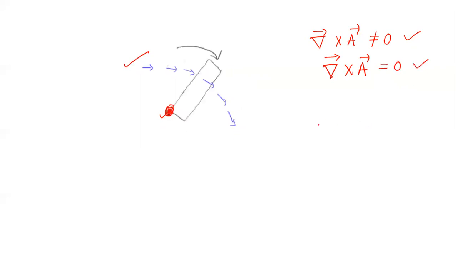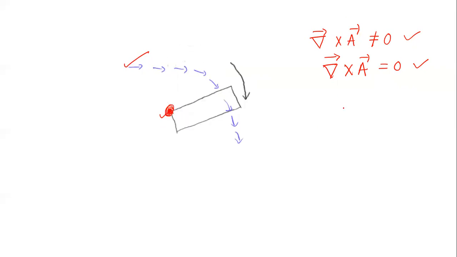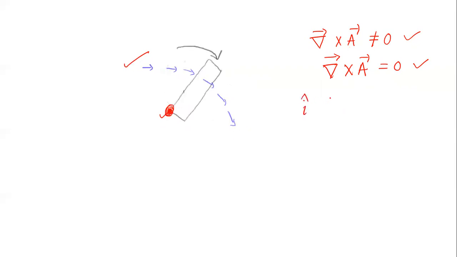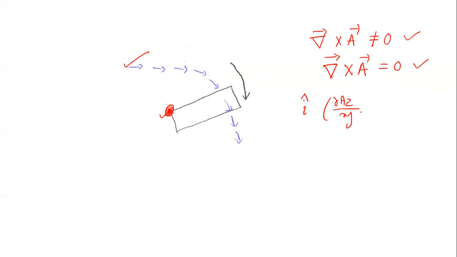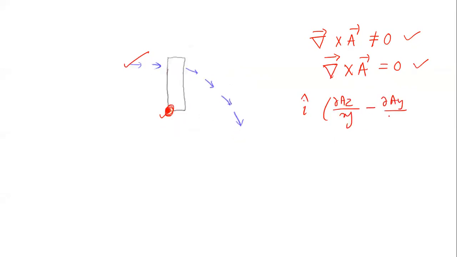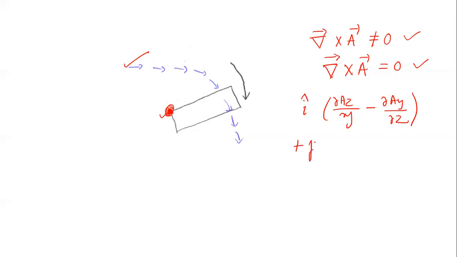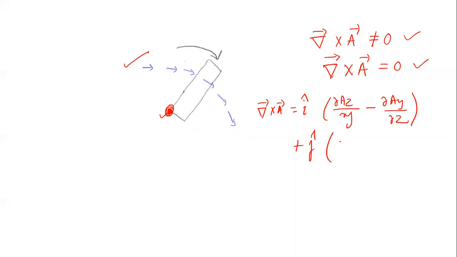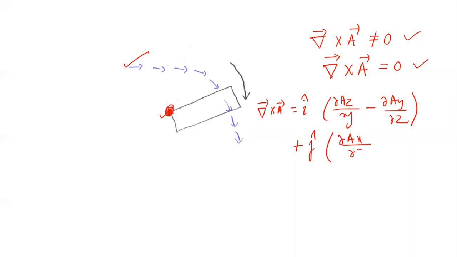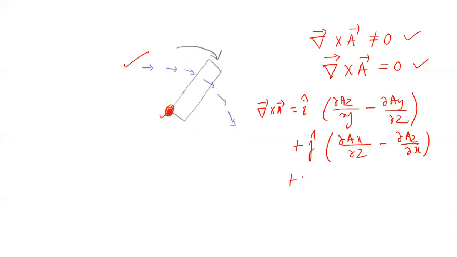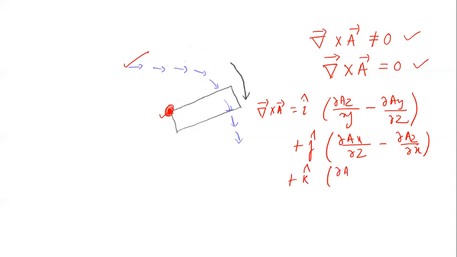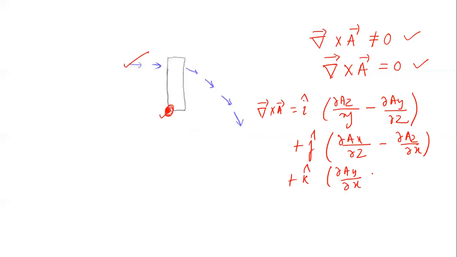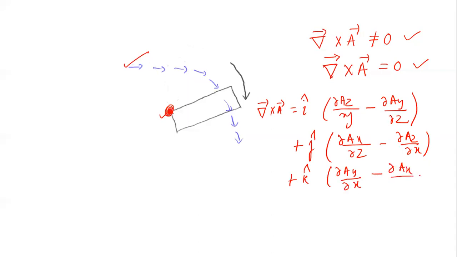Now, when will the curl exist? Mathematically we wrote, i cap (del az by del y minus del ay by del z), plus j cap (del ax by del z minus del az by del x), plus k cap (del ay by del x minus del ax by del y). This is what I'm writing for del cross a, which we just discussed.